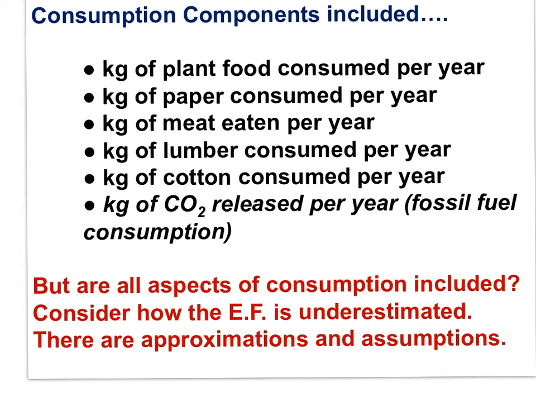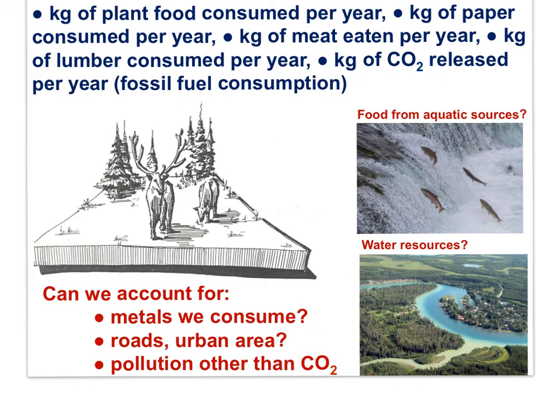To calculate one's ecological footprint, we must gather the data on all the components of one's consumption. We must look up per capita consumption values, typically in kilograms, for vegetables consumed, paper consumed, meat, wood, cotton, and we have to remember that we've got to account for the CO2 released by the burning of fossil fuel that's a part of our lifestyle. Remember that ecological footprint has sustainability at its core, so we have to account for our waste. But there are approximations and assumptions. Stay tuned.